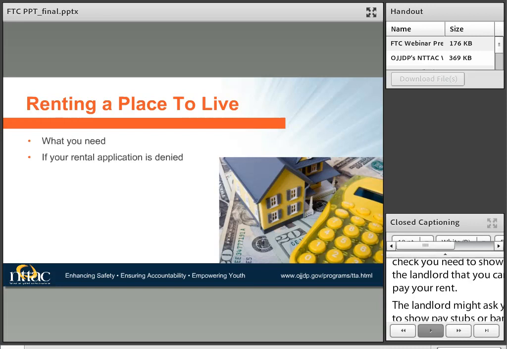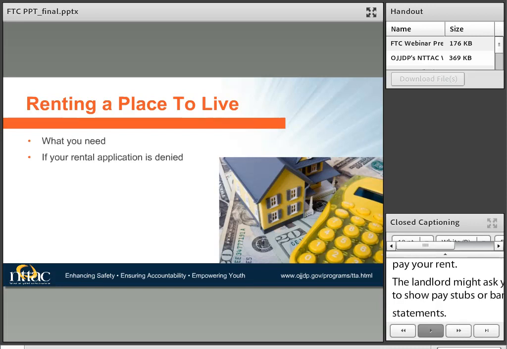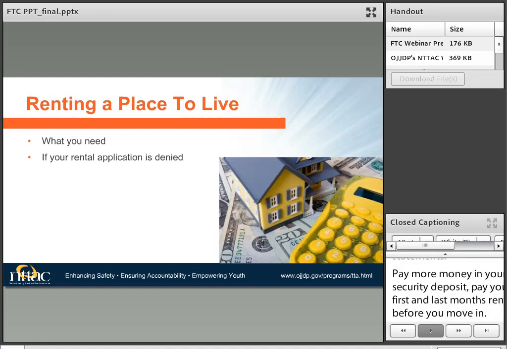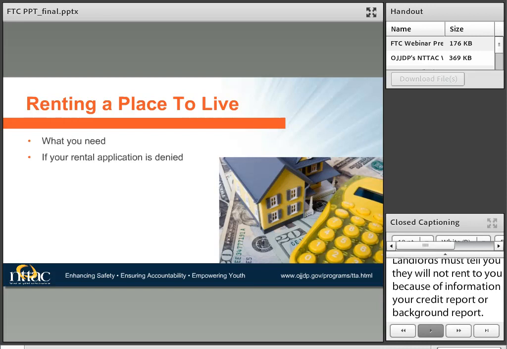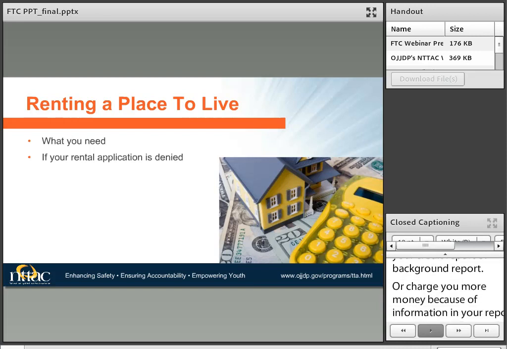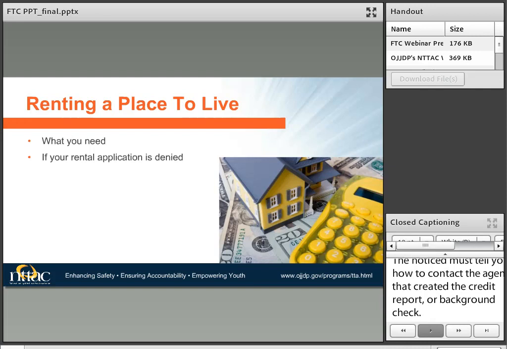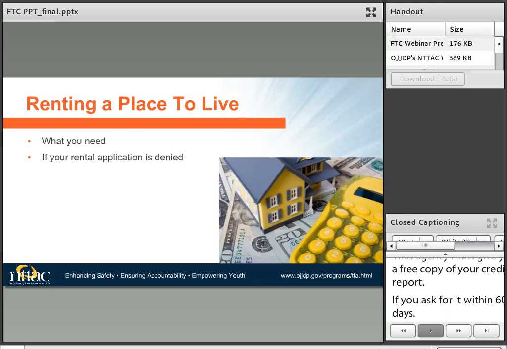Now, landlords must tell you if they will not rent to you because of information in your credit report or background report, or charge you more money because of information in your report. This information is called an adverse action notice, and the notice must tell you how to contact the agency that created the credit report or background check, and that agency must give you a free copy of your credit report if you ask for it within 60 days. So it's really important to understand there's a deadline there. You have a right to question wrong information in your report with that agency and try to correct it.